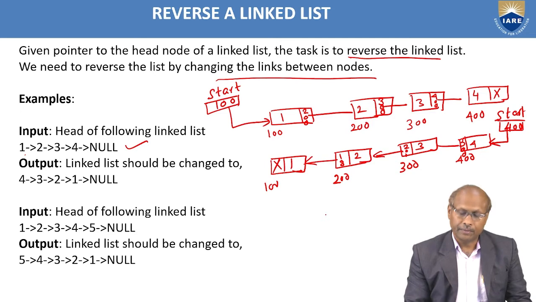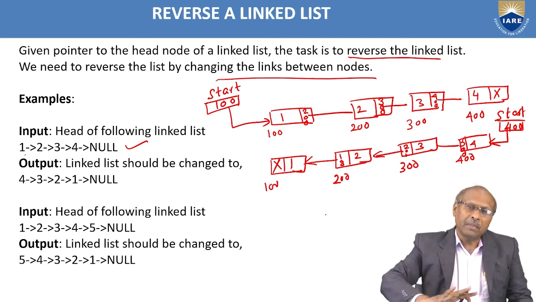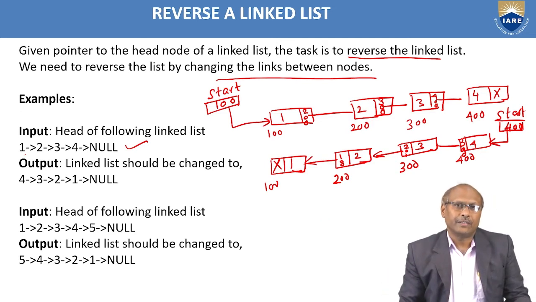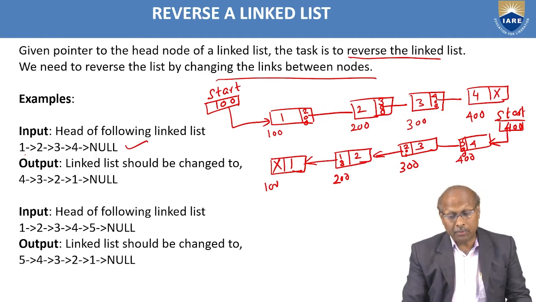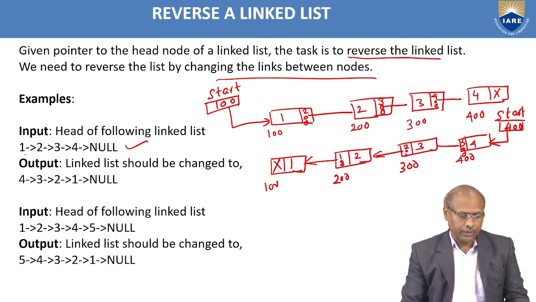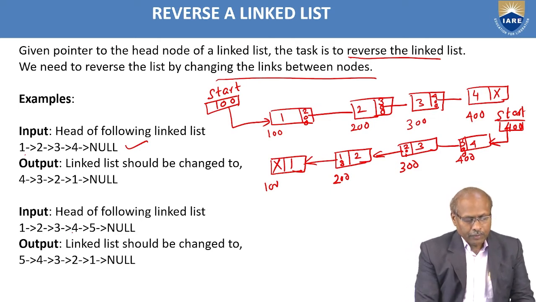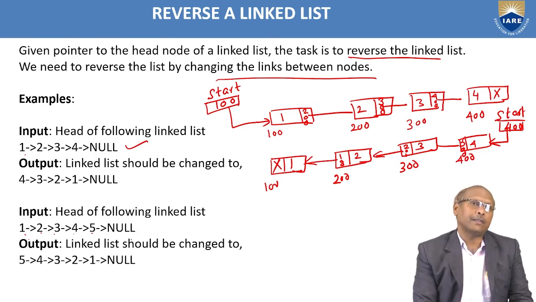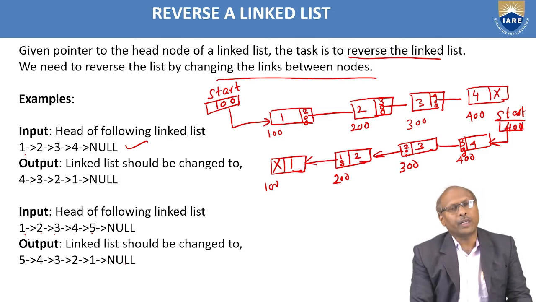This is the target. That means the complete list itself is changing. So while displaying data, I will get 4, 3, 2, 1. I am starting from the start pointer only. So this is our target. Similarly, if I give the list like this, 1, 2, 3, 4, 5 and null, that means there are 5 nodes. After reversing, I should get 5, 4, 3, 2, 1 and null. That means 1 is pointing to null. So this is the target.